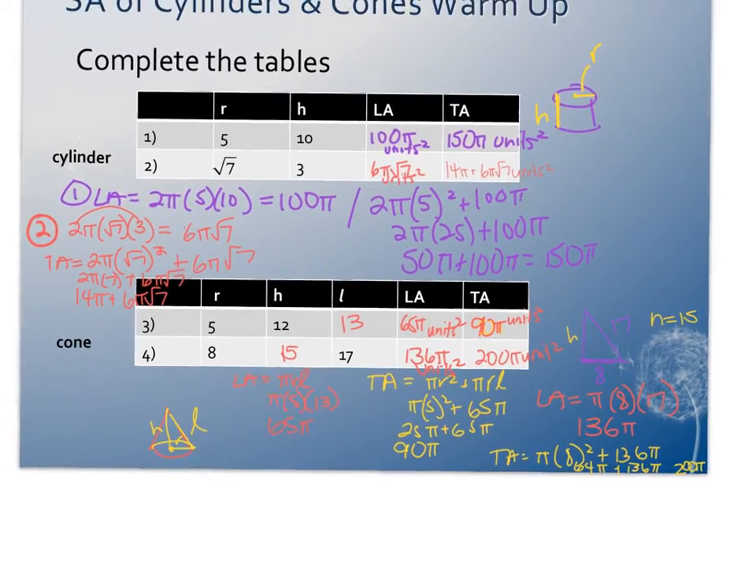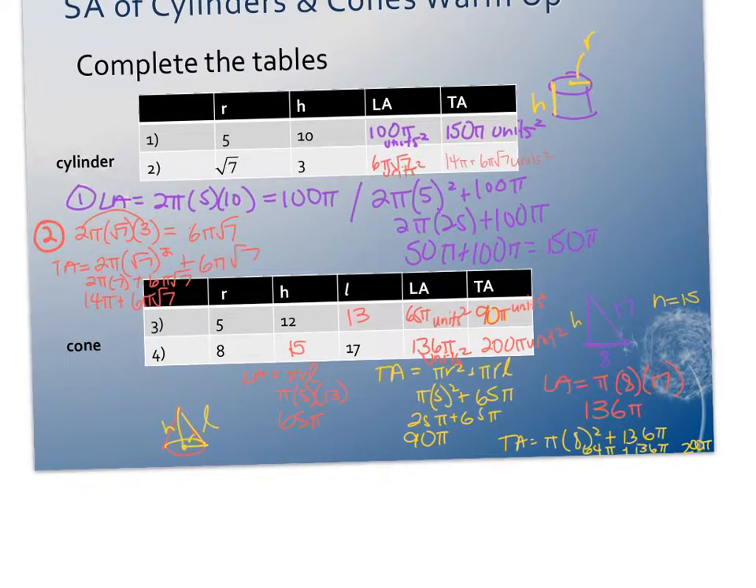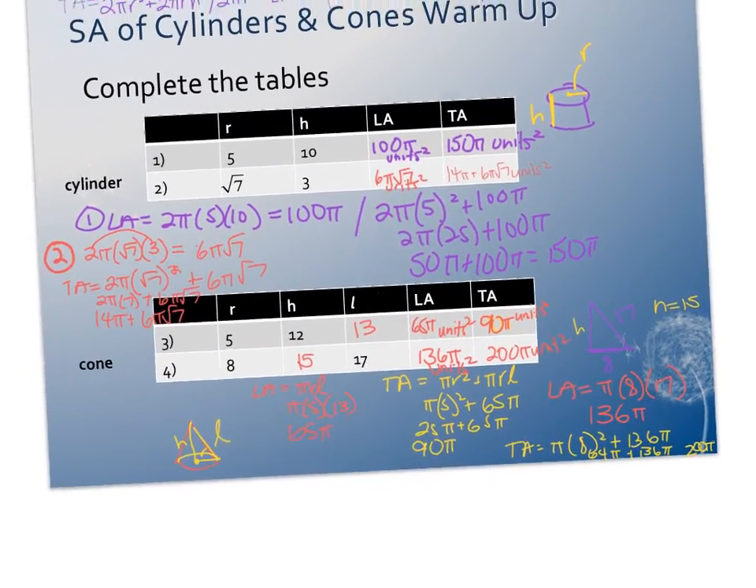Raise your hand if you got all 4 right. Cylinders and cones, so much better than prisms and pyramids, right?